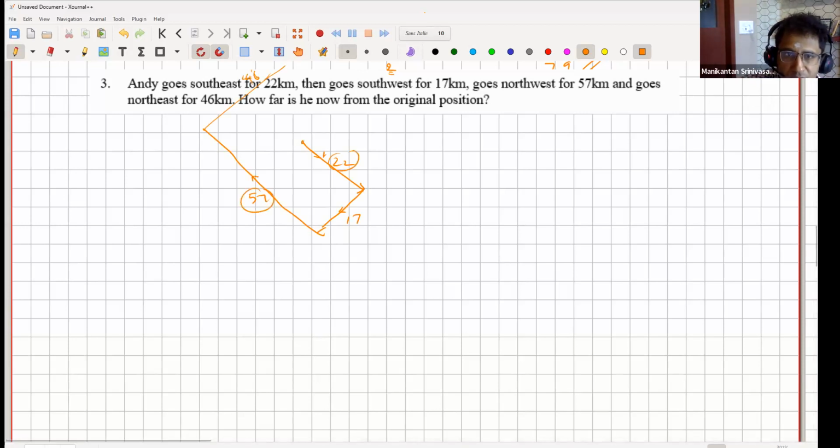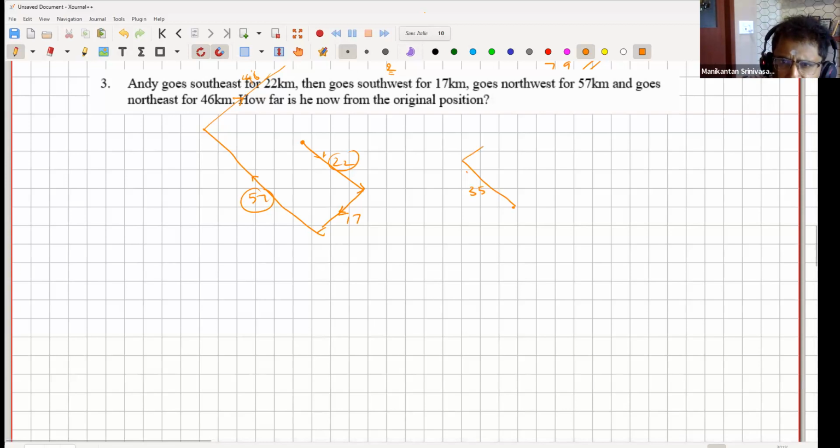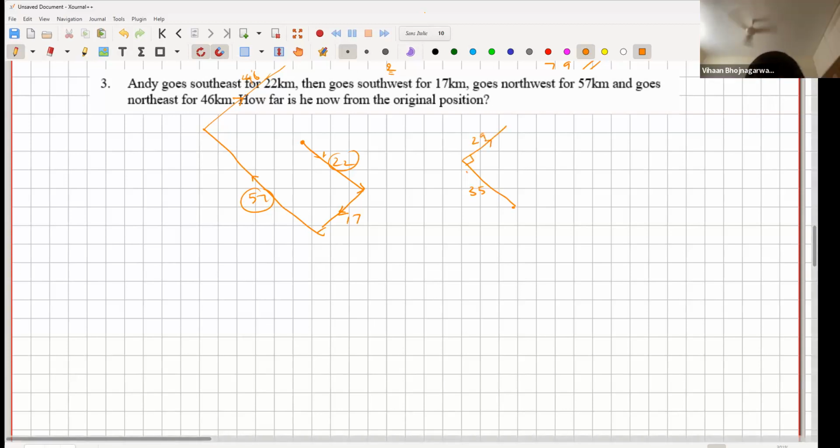So effectively, if you're starting from here, in the northwest direction, you've covered a relative distance of 57 minus 22, which is 35. And then in the other direction, 46 and 17 knock off. 46 minus 17 is 29. And they're perpendicular, because they're all at 45 degrees. So then you can just use Pythagoras for the hypotenuse.